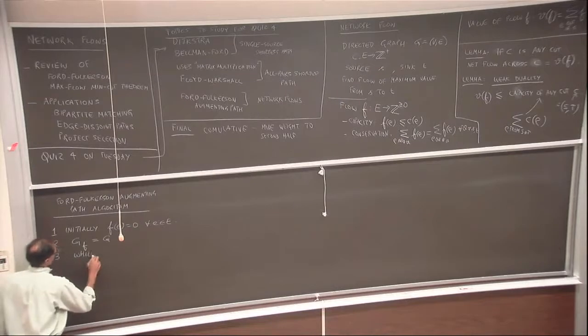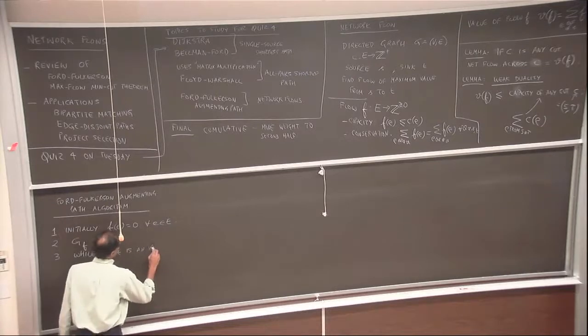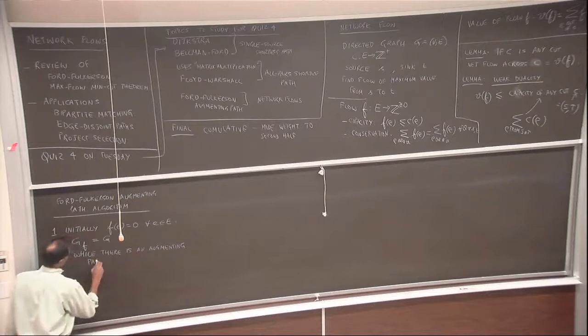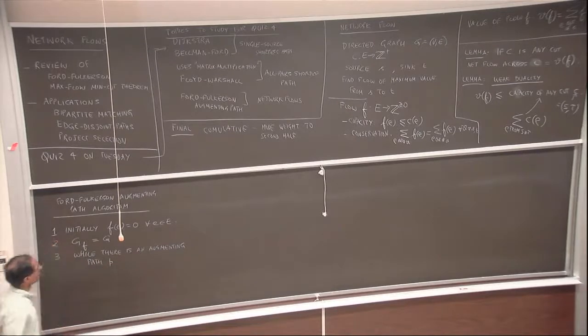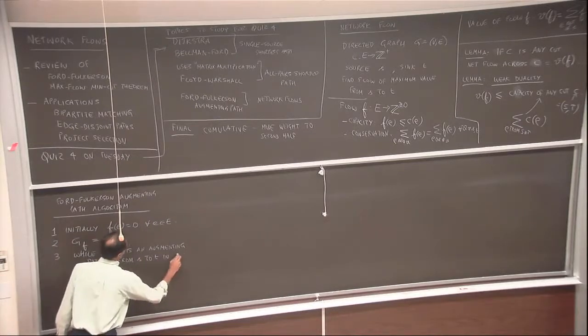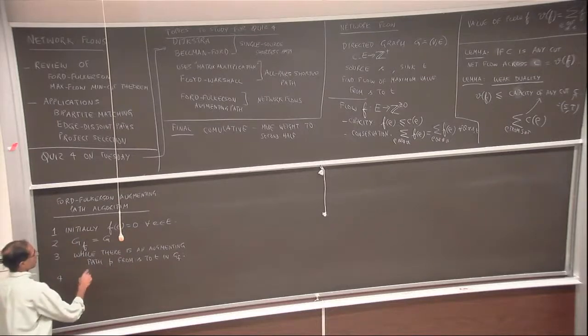While there is an augmenting path P from S to T in G_f. An augmenting path means any path that has positive capacity. Notice that G_f is the residual network.